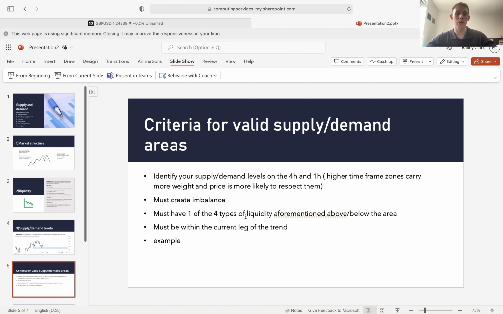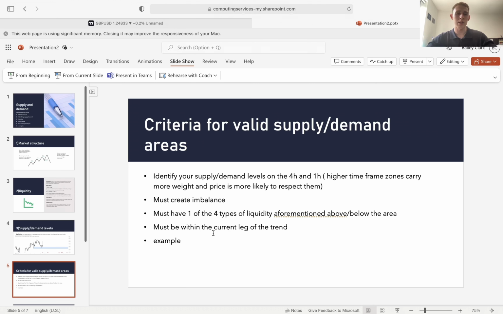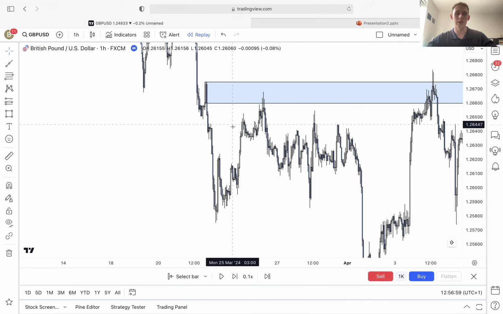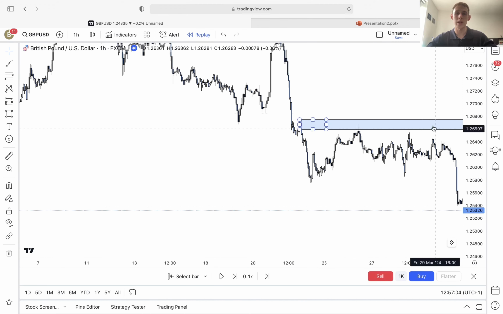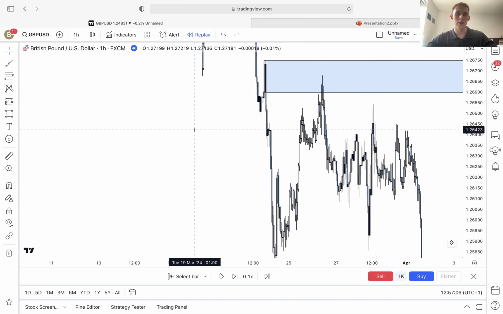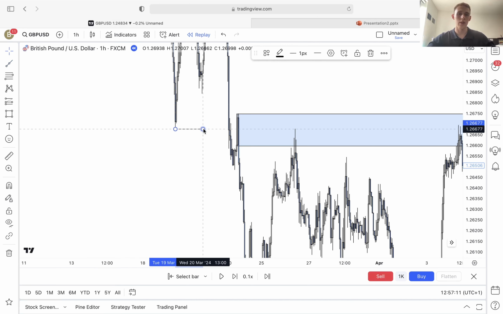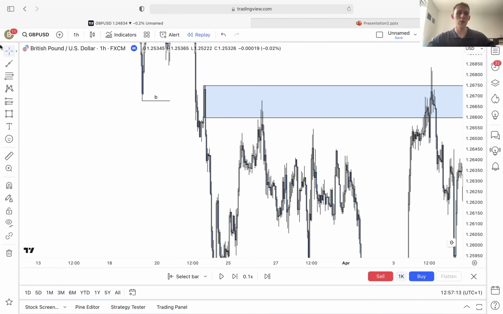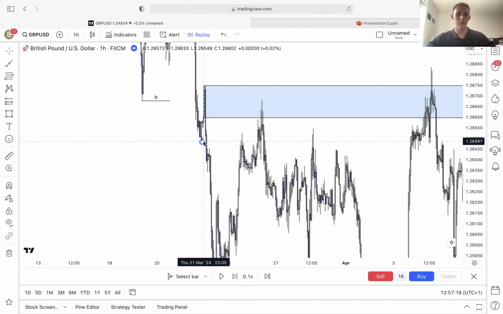It must have one of the 4 types of liquidity below it. In this case, we can see we had this inducement, and it must be within the current leg of the trend. So in this example, how we would have drawn on the trend would have been, so we had a break of structure just here. And then moving further down, we also had a break of structure just here. That's a break of structure.